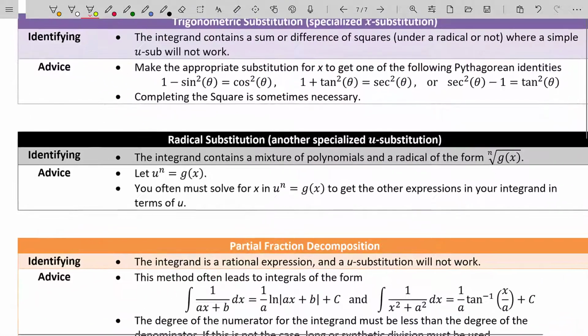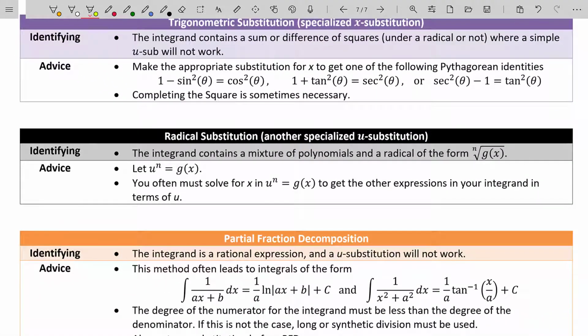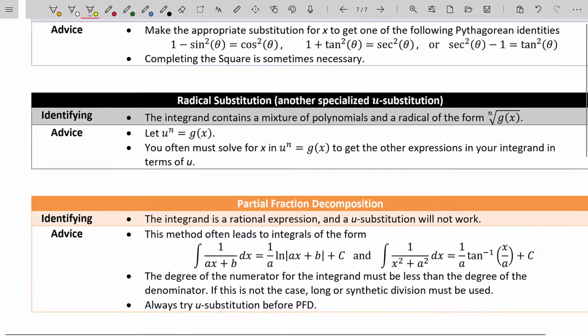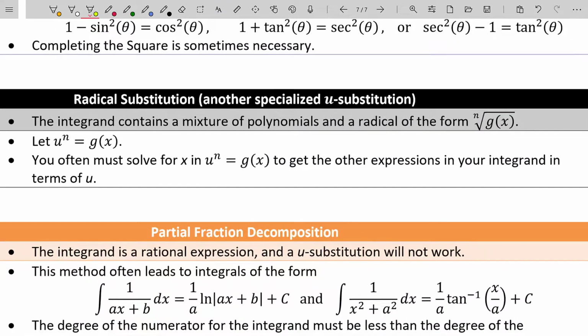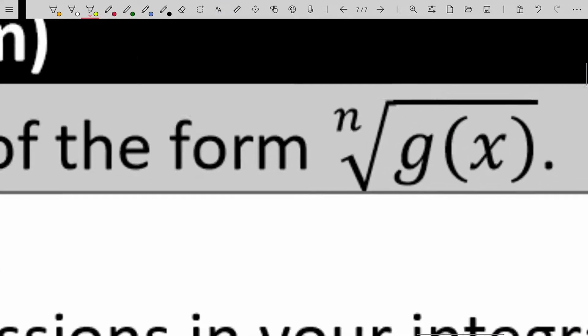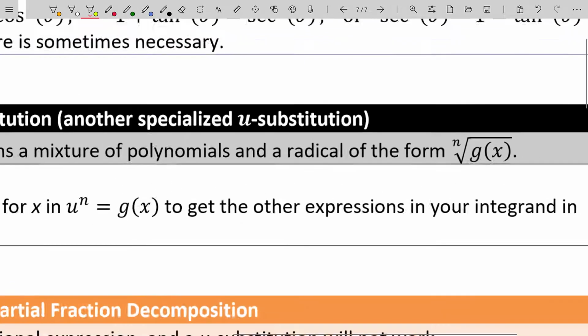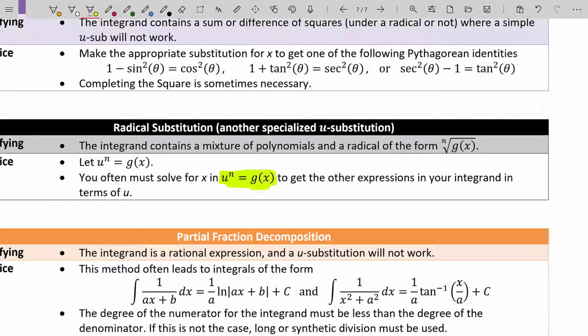The next one, again, is not one that is technically by itself in a section in a textbook. It's just another style of substitution called a radical substitution. This one is just a regular u-substitution. You know you're doing this if the integrand contains a mixture of polynomials and a radical of the form nth root of something. In this case, you're going to let u to the nth power equal that function. Or in other words, you're going to let u equal this nth root of g of x. And then you raise both sides to the nth power. When you do that, it allows you to find du implicitly.